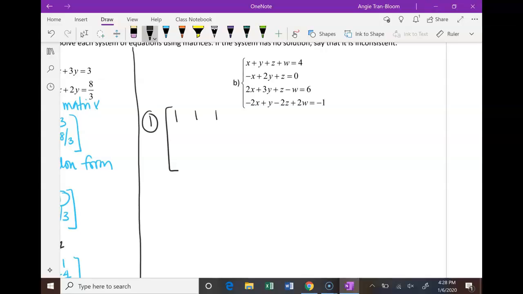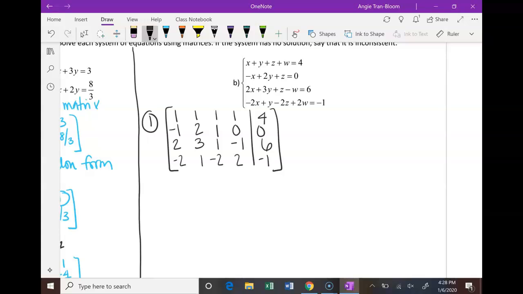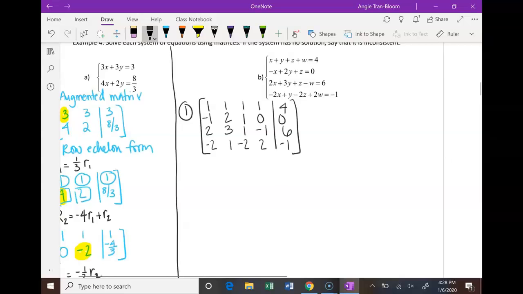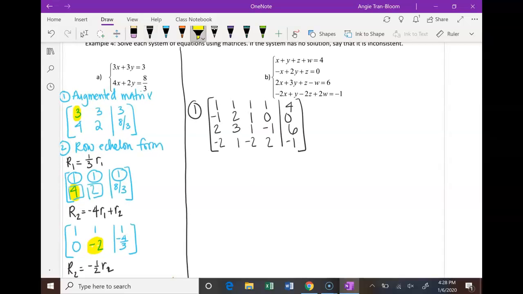1, 1, 1, 1 equals 4; negative 1, 2, 1, no W, so 0 equals 0; 2, 3, 1, negative 1 equals 6; negative 2, 1, negative 2, 2 equals negative 1. So that's the augmented matrix. Now let's try to get the diagonals into 1. That one's already 1, so now I just have to work with the bottoms and turn them into 0.